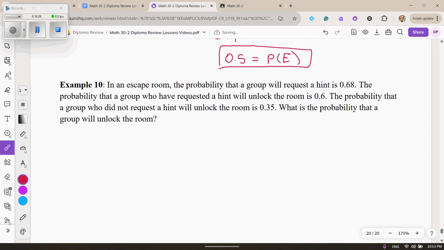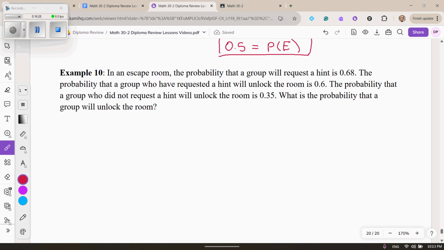Example number 10. In an escape room, the probability that a group will request a hint is 0.68. The probability that a group who have requested a hint will unlock the room is 0.6. The probability that a group who did not request a hint will unlock the room is 0.35. What is the probability that the group will unlock the room? So if I think about this question, I can see that there's two ways for them to win. They could win it by getting a hint, or they could win it by not getting a hint.